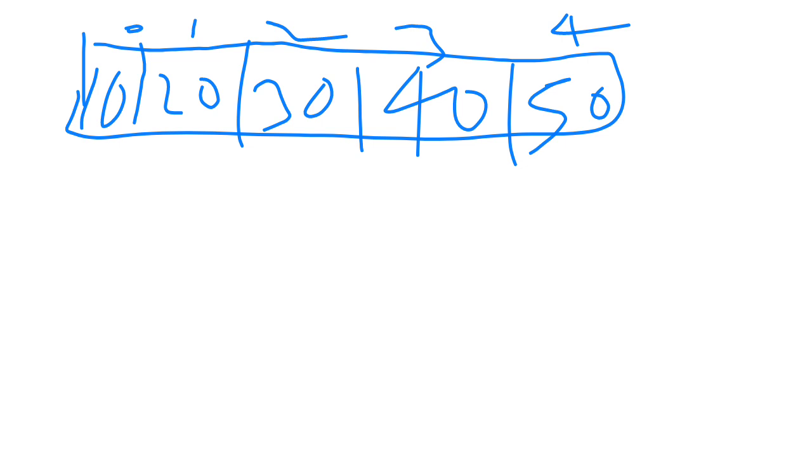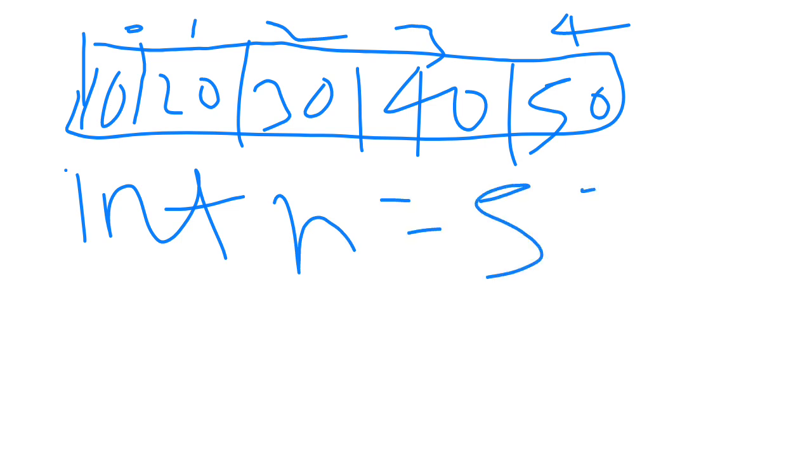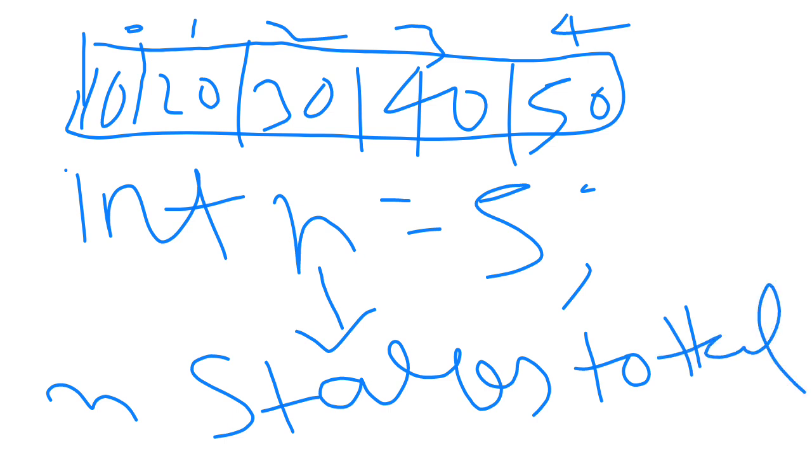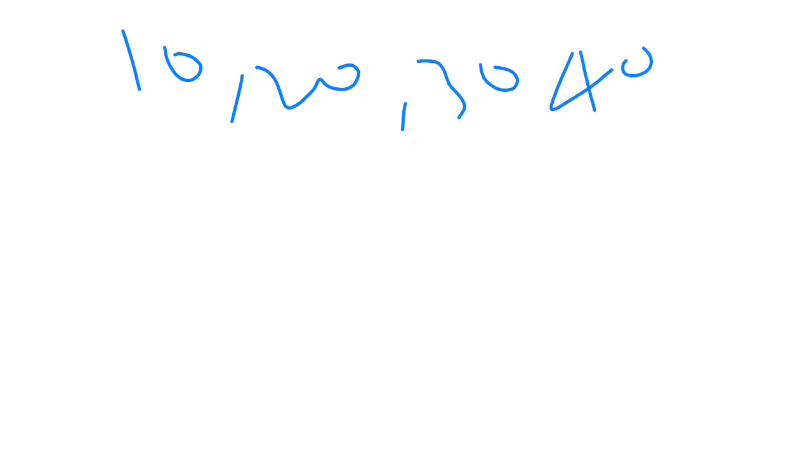In the search method, int n equal to 5 stores the total number of elements in the array: 10, 20, 30, 40, 50.